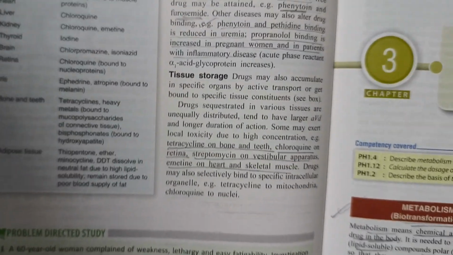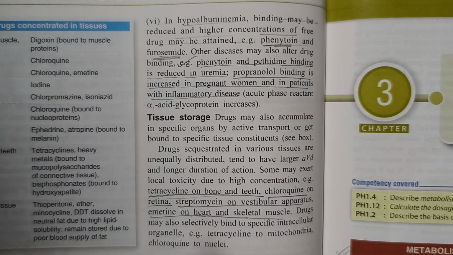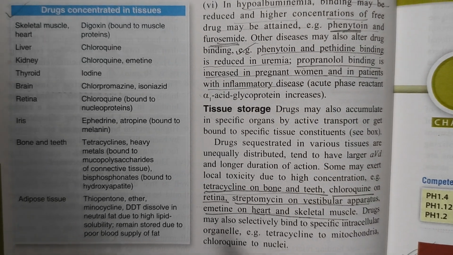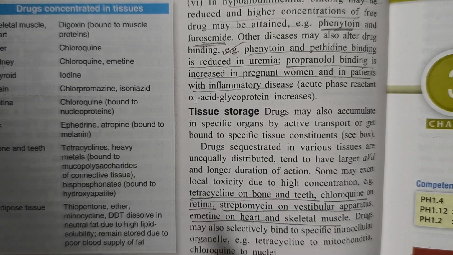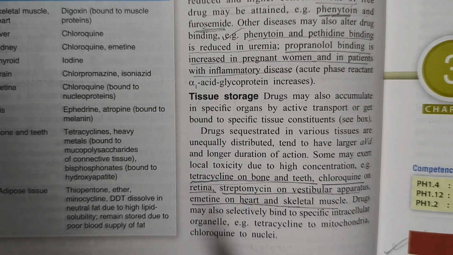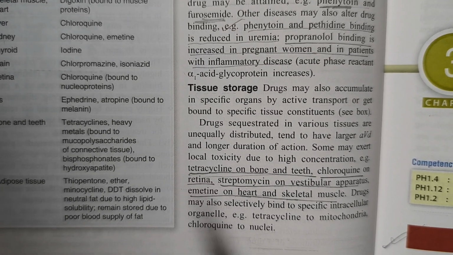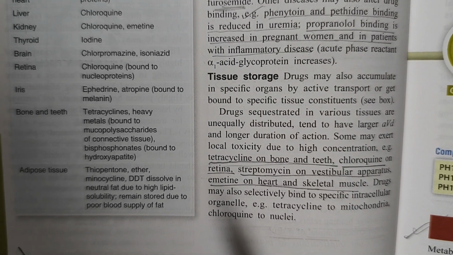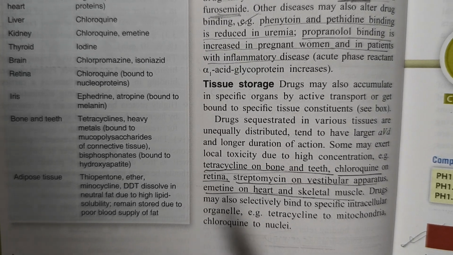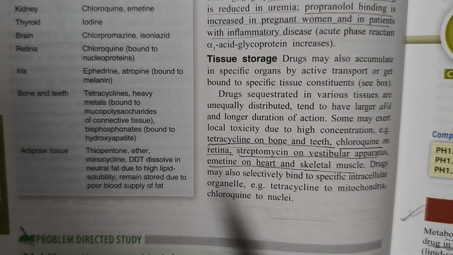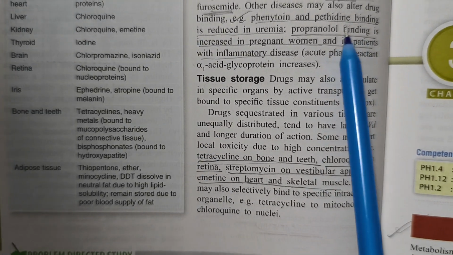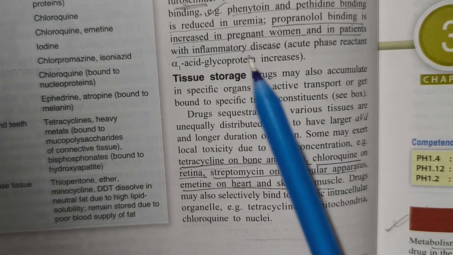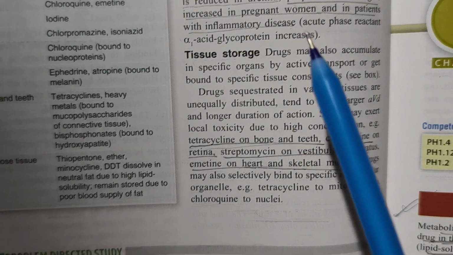due to high lipid solubility, and remain stored due to the poor blood supply of fat in the adipose tissue. Fourth, in hypoalbuminemia binding may be reduced and a higher concentration of free drug may be attained, for example phenytoin and furosemide. Other diseases may alter drug binding. For example, phenytoin and pethidine binding is reduced in uremia. Propranolol binding is increased in pregnant women and in patients with inflammatory disease.